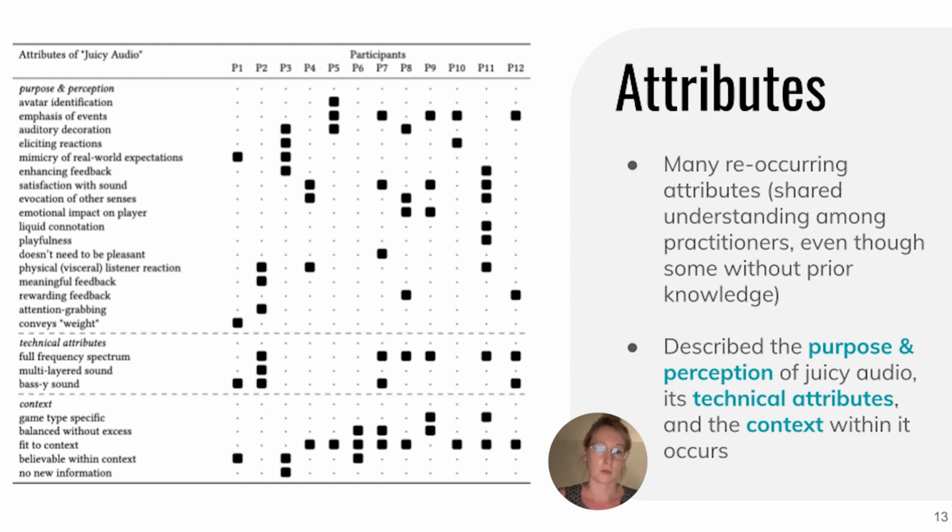So for what goal audio designers employ juicy audio, and what is the perception of the juicy audio by the player that they aim to evoke with it. Number 2 is the technical attributes of how juicy audio is implemented, how it is realized. And then finally, the context within which it occurs and within which it must be designed to fit.